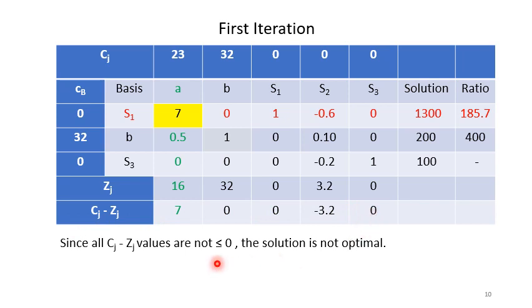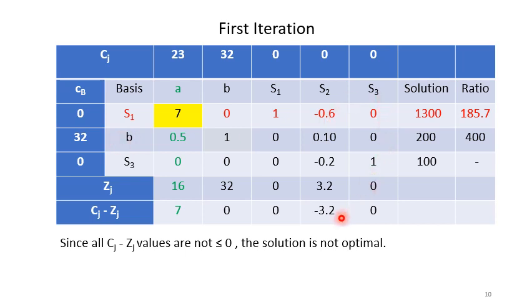So in this table, now, Cj minus Zj values, since all Cj minus Zj values are greater than or equal to 0, what you have to look at now, be very clear, is that there is a minus sign here, minus 3.2. But you can see S2 has already left the solution. It was in the basis and it has now left the solution.